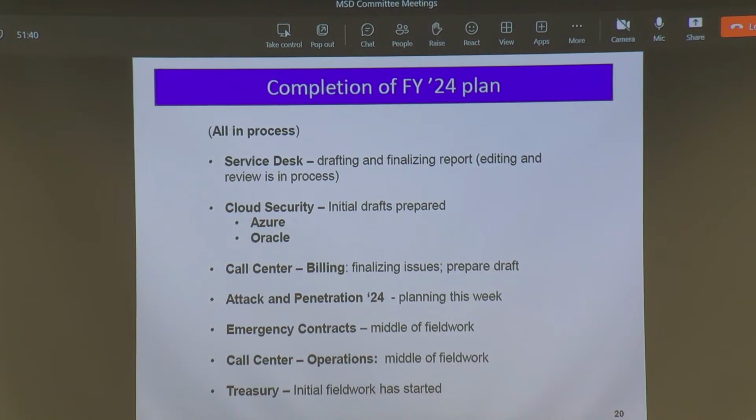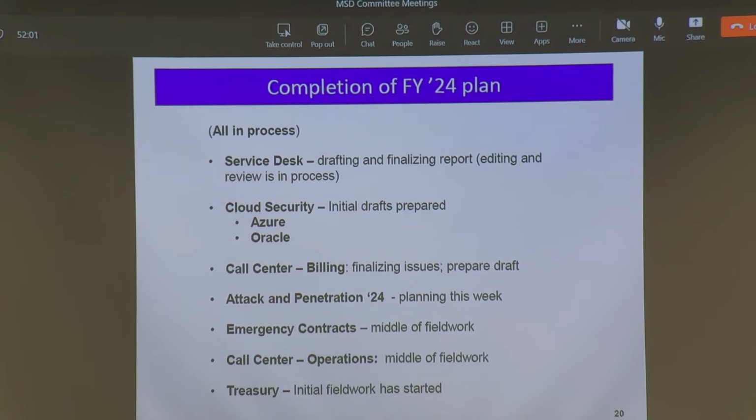As always, we start one plan and finish up the other. We had a very large plan last year, so we're still finishing up. So the next 5-6 months, you'll see that happen. Service desks, next audit, you'll see that's being drafted and finalized. Cloud secure, you'll see that one after that probably.